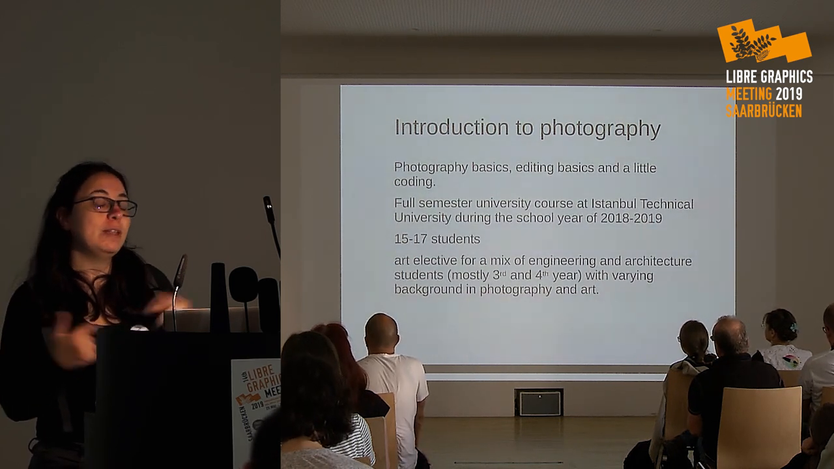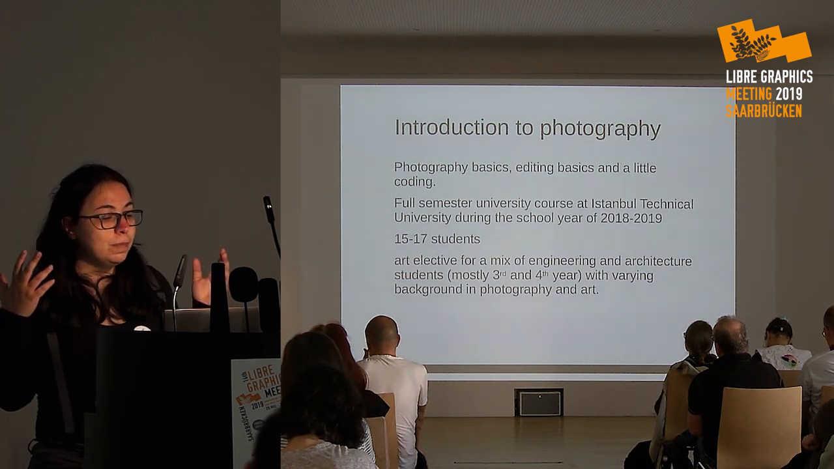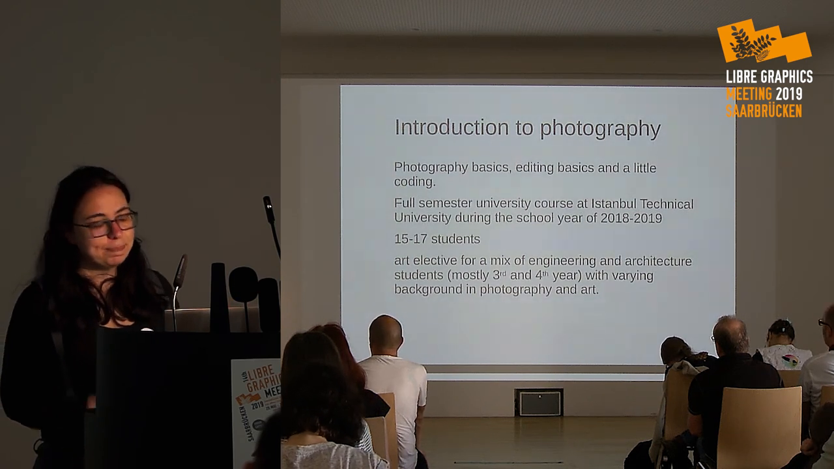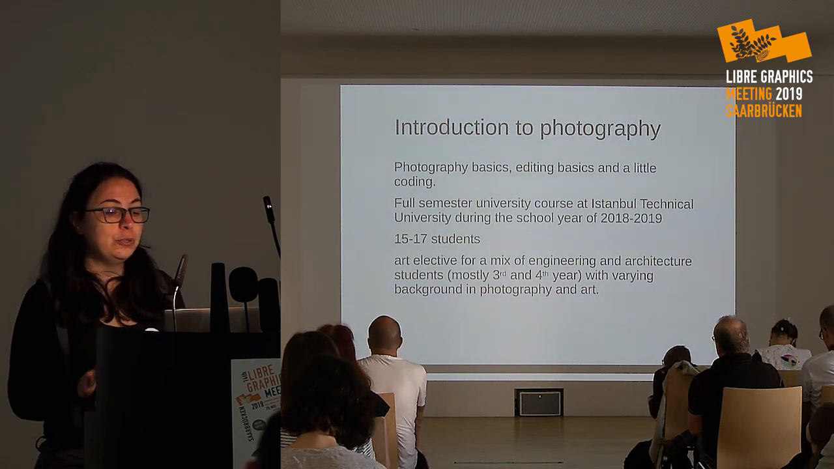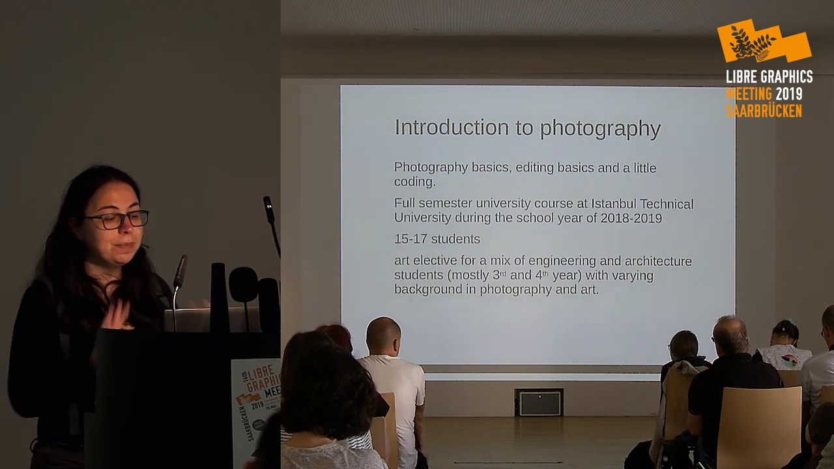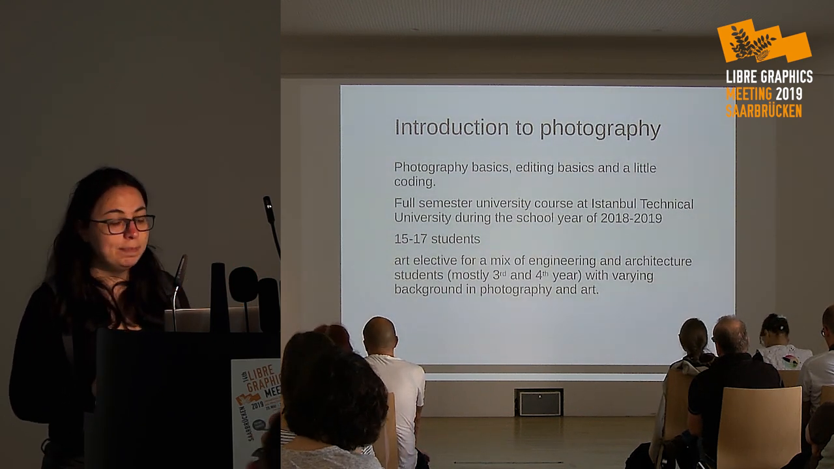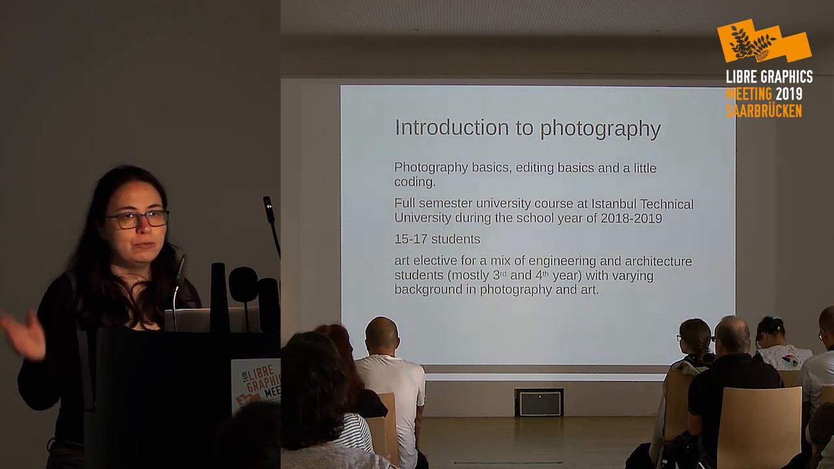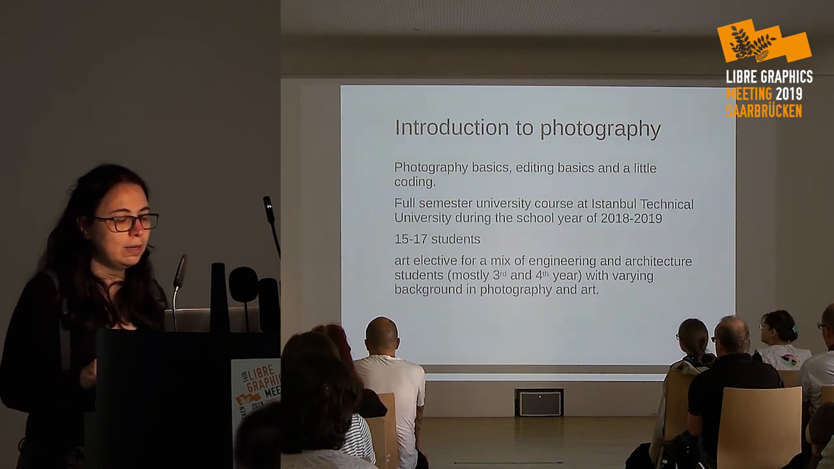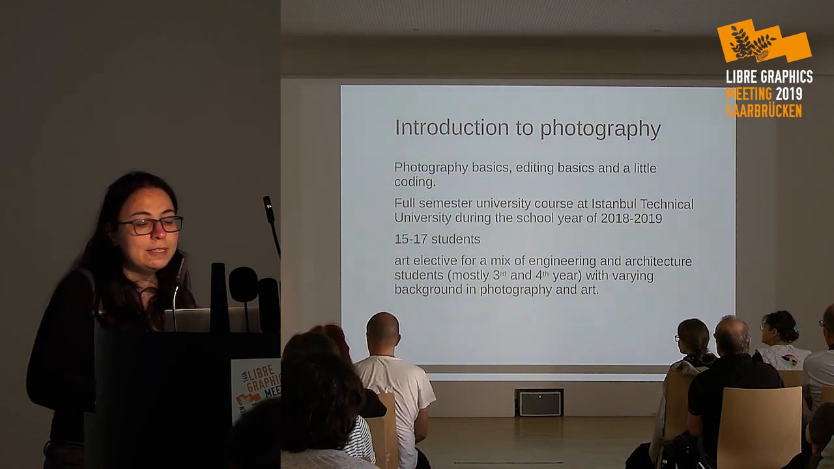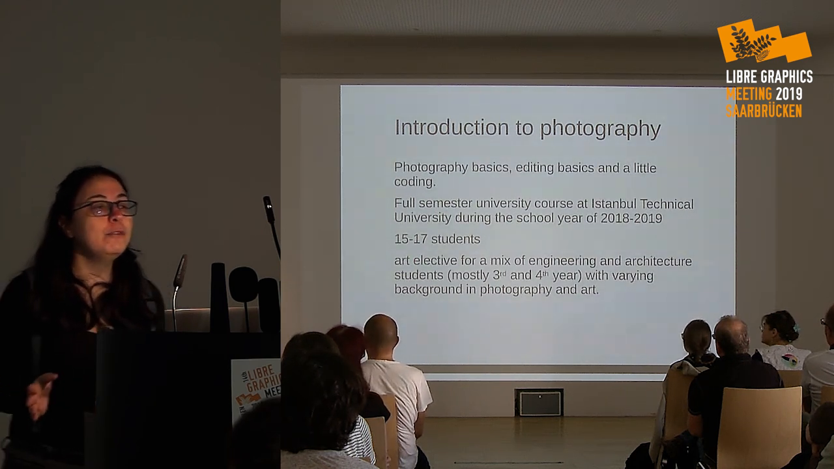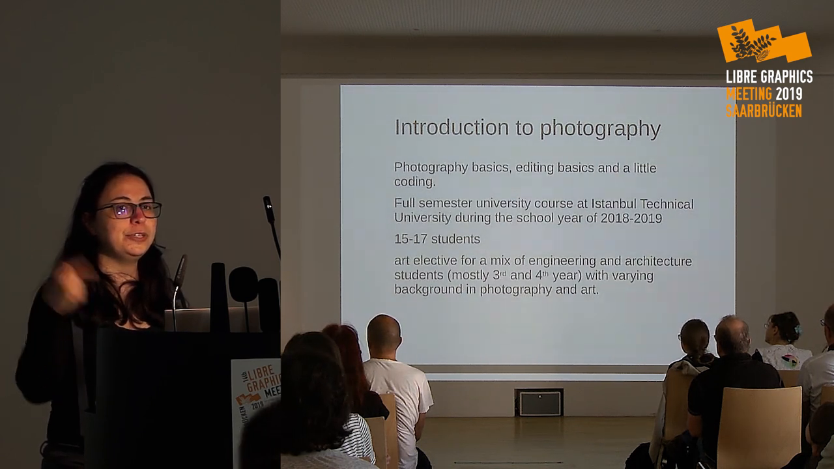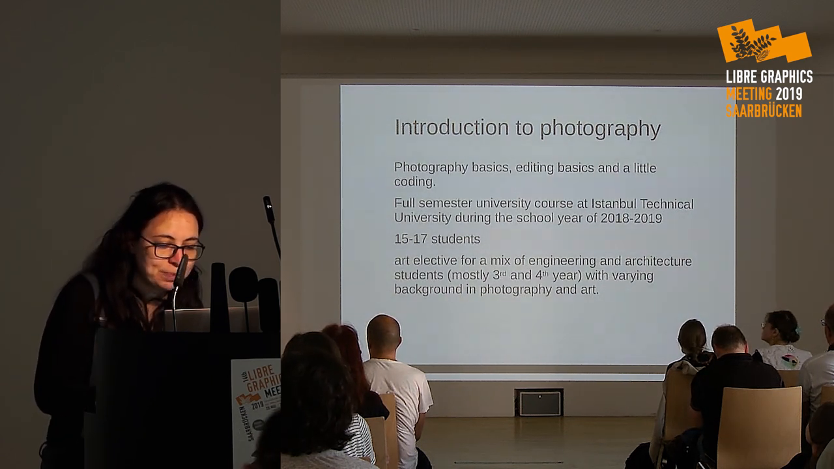My goal, when I was planning this class, was that I'm going to be teaching photography basics, editing basics, and then coding again. It's a full semester university course, not a workshop. This has been taught twice so far. It's about 15 to 17 students, because Erasmus students and drop people come in during the drop period. It's a mix of engineering and architecture students, mostly third and fourth years, because a lot of people want to take photography and later years register first, so that's how it works.